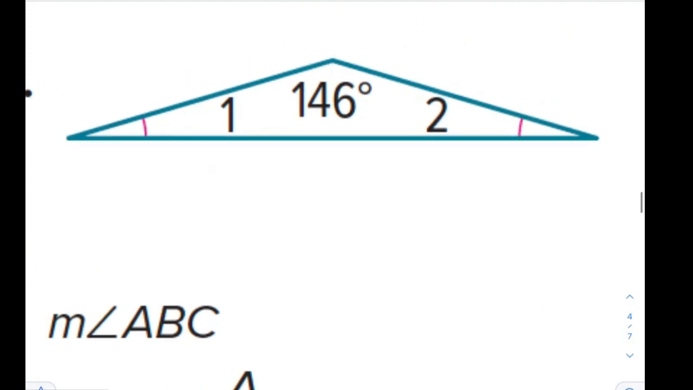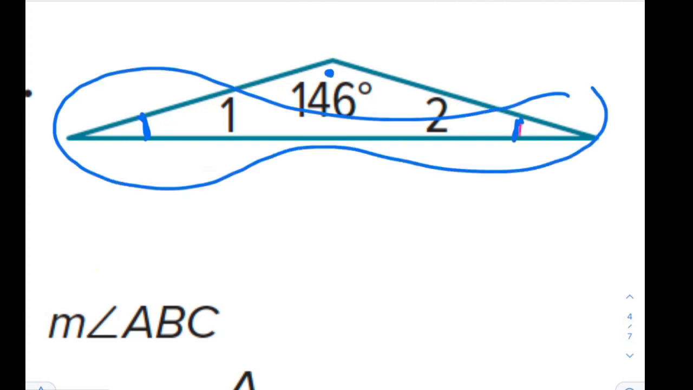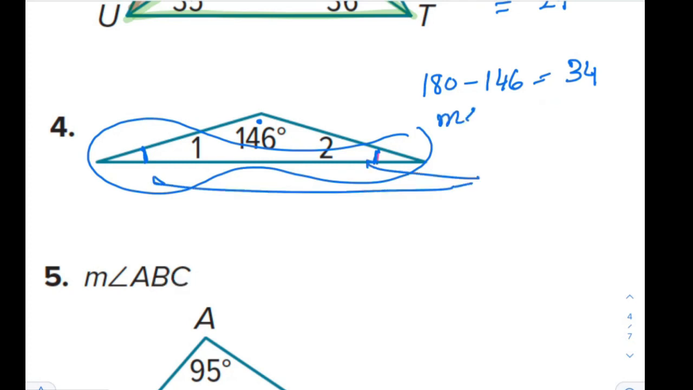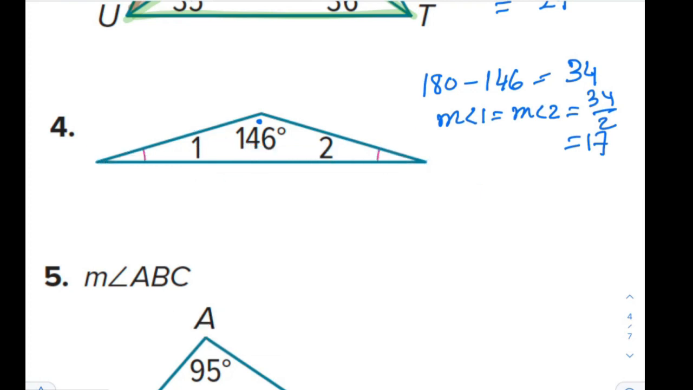Question 4. Only one angle is given. But we have this one and this one with the same arc. That means they are equal. So first of all, we will find the measure of the rest, since we know that the sum is 180. First I will subtract 180 minus 146, which is 34. And this 34 will be divided equally among these two angles. So the measure of angle 1 will be equal to the measure of angle 2, which will be 34 over 2, which is 17. This is one of the approaches. Another approach, you can call this x.